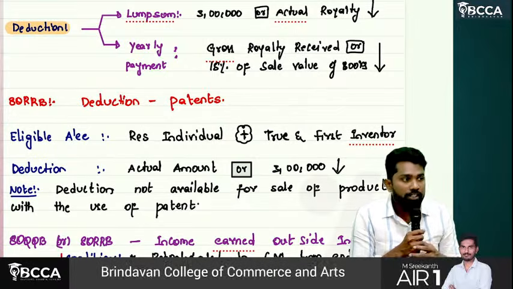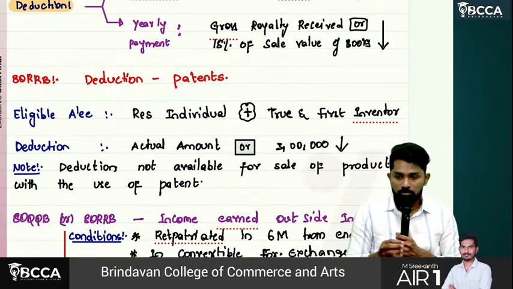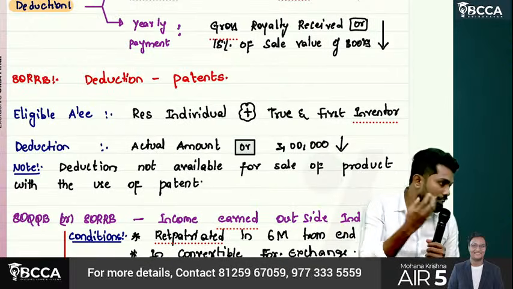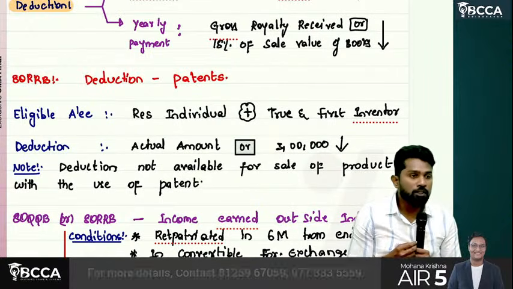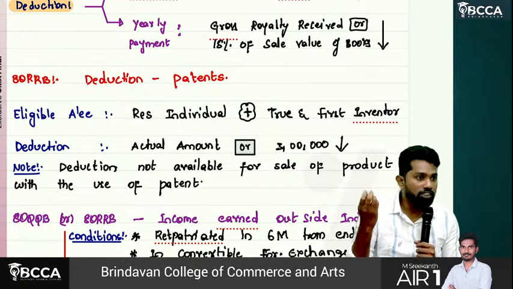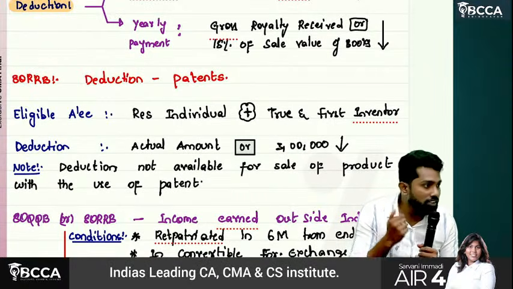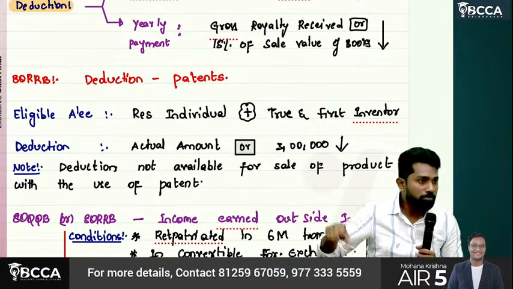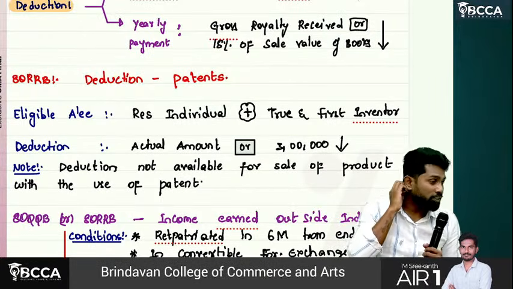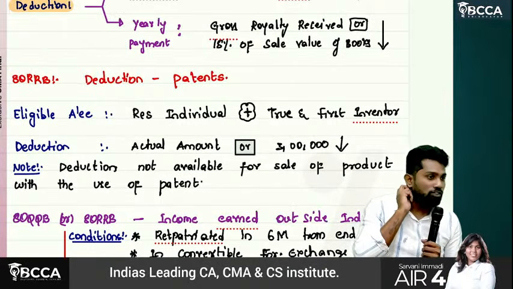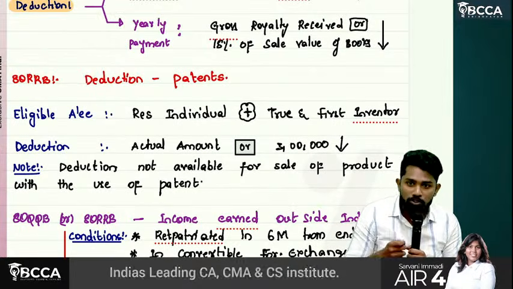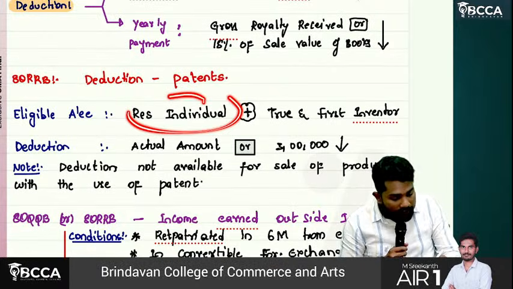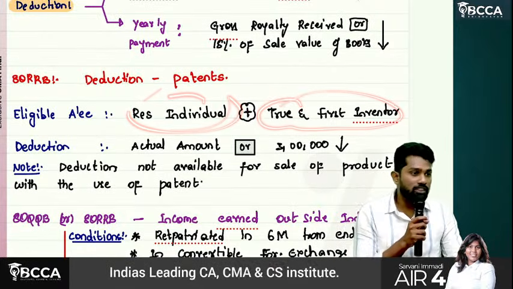Sir, for what can we take a patent? Say you invented some formula, like how to manufacture Thums Up or Coke, you have a formula. Or you can take a patent for a technology, how to make a bike, or you invented a technology where with water the bike can go 50-60 kilometers, then you can take a patent for it. You must be a resident individual and the true and first inventor, not a copy.